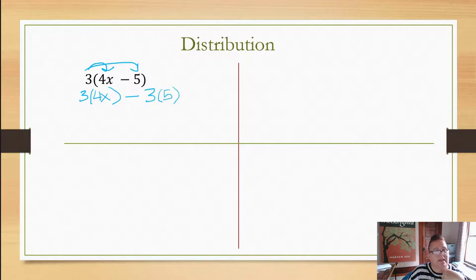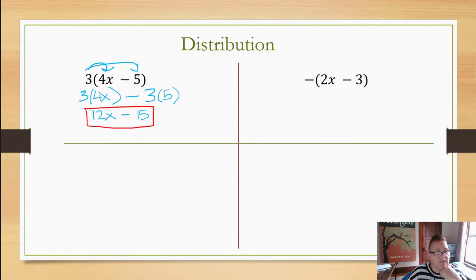We can simplify each piece of this. 3 times 4x is 12x, minus 3 times 5, which is 15. This leaves us with 12x minus 15. I cannot add the x to the constant. I cannot add the variable term to the constant term. So this is it, and I have completed this problem, simplifying it as much as I can.